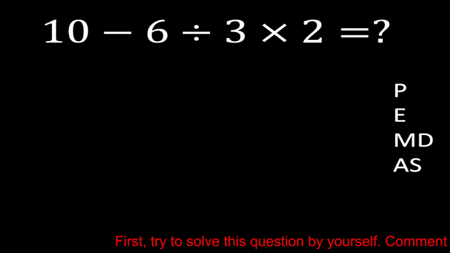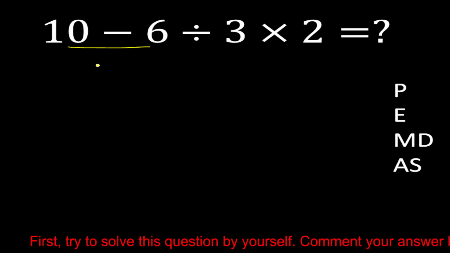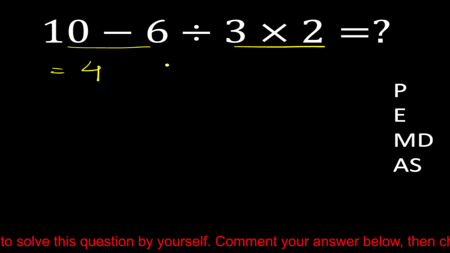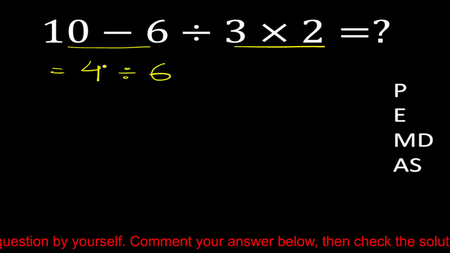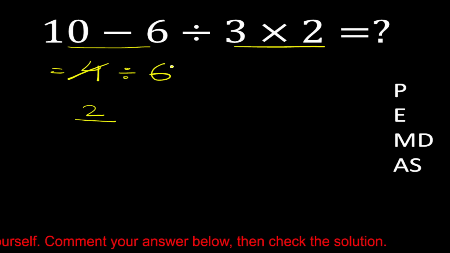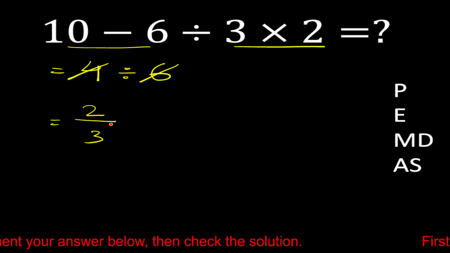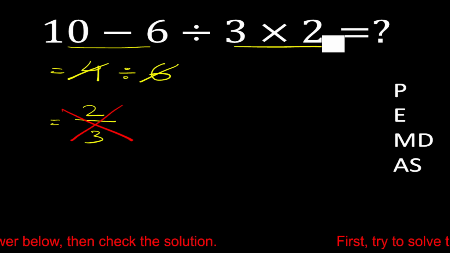So most people solve this question like 10 minus 6 is equal to 4. Then 3 multiplied by 2 is equal to 6. Okay. So now 4 divided by 2 is equal to 2. 10 divided by 6 divided by 2 is equal to 3. So the answer is 2 upon 3. But this answer is not correct. This answer is completely wrong.